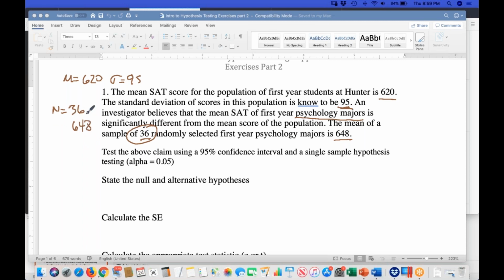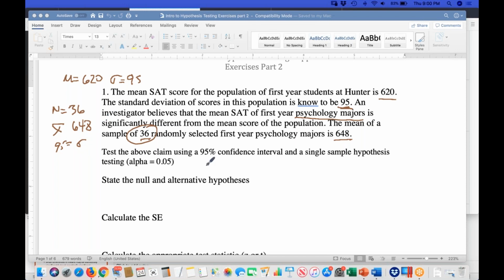And we say to ourselves, okay, mean 648, sample size is 36. Is this mu or is this X bar, 648? Because it's the sample mean, right? So I'm going to assume that the standard deviations of these groups are the same, the standard deviation is 95, and that we know the standard deviation.